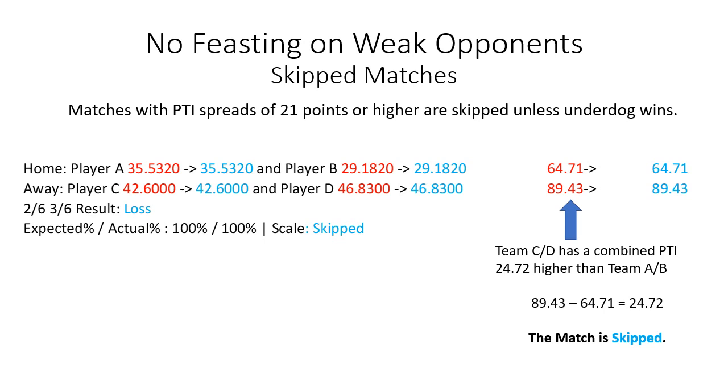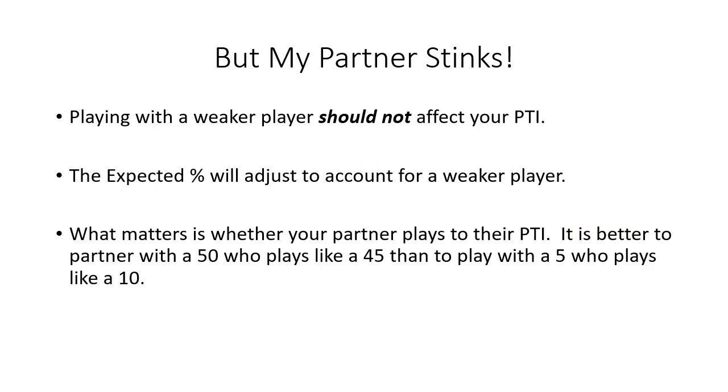So now that you've seen how the PTI works, you're probably thinking, but my partner stinks. Actually, playing with a weaker partner should not affect your PTI. The expected percent will adjust to account for the higher PTI of a weaker player. What does matter is whether your partner plays to their PTI. For example, it is better to play with a partner with a PTI of 50 but plays like a 45 than it is to play with a partner who is 5 but plays like a 10.